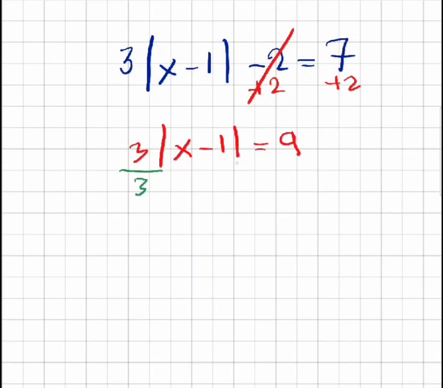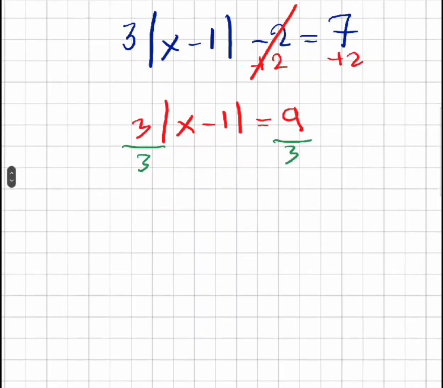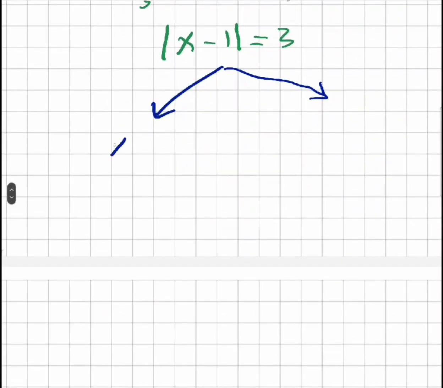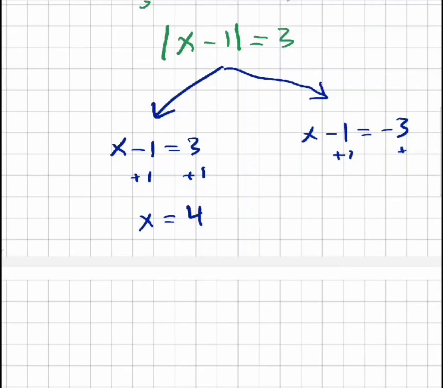Now you want the absolute value symbol by itself on one side. Once you have it at this point, now you want to write two equations. So the first one is x minus 1 is equal to 3. And the second, x minus 1 is equal to negative 3. So if we add 1, x is equal to 4. And if we add 1 to the other one, negative 3 plus 1 is negative 2. So this is the solution.